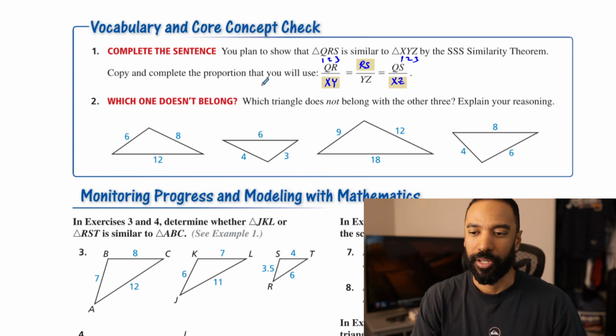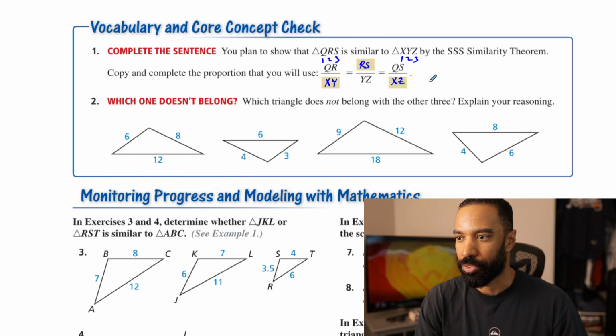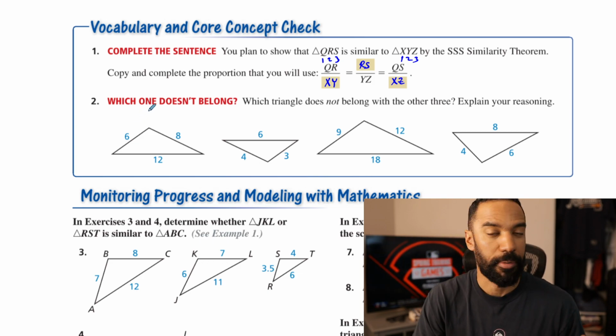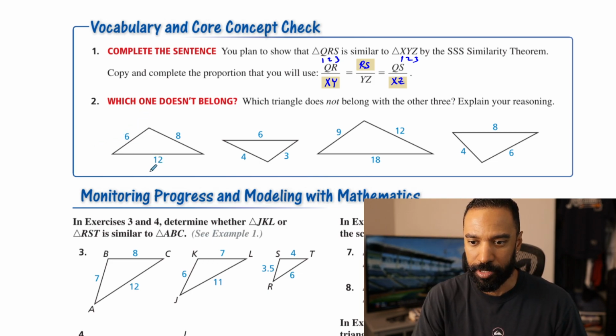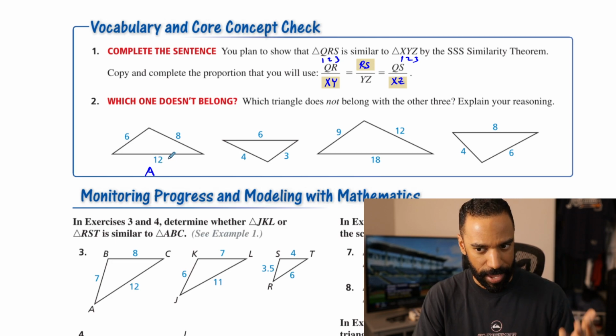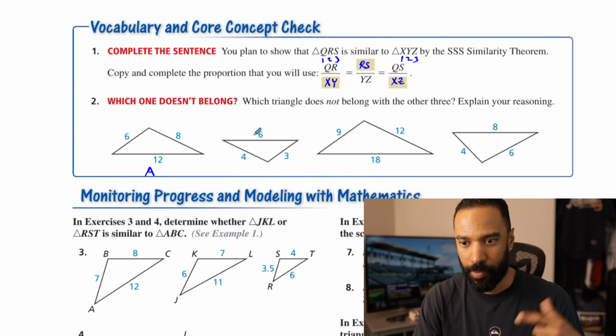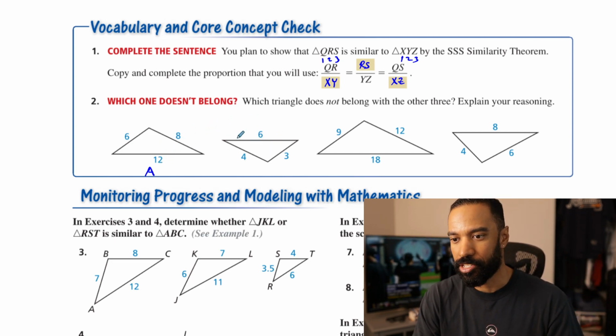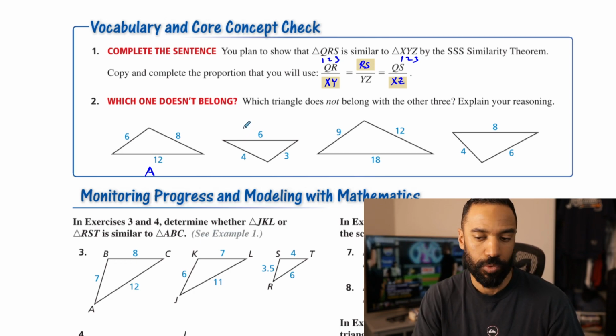Number 2, which one doesn't belong? Which triangle does not belong with the other 3? Explain your reasoning. Looks like it's going to be a proportionality test, so it may take a little moment to figure this out. Let's say that this one's triangle A. Let's test the other ones against triangle A, see if we have any similarity there. If we find one that's different, we'll call it B.